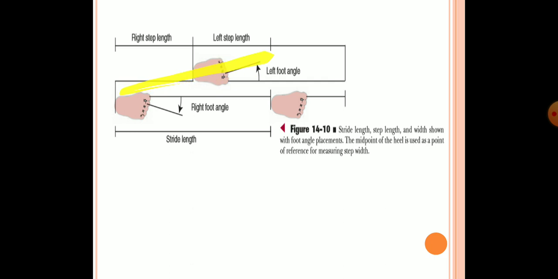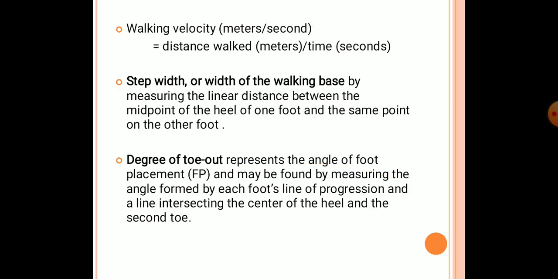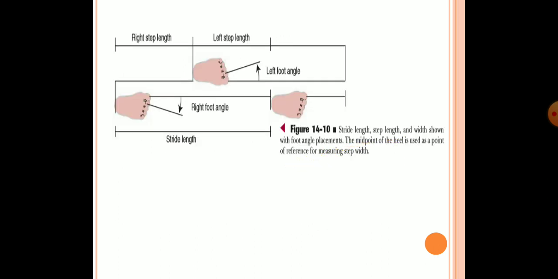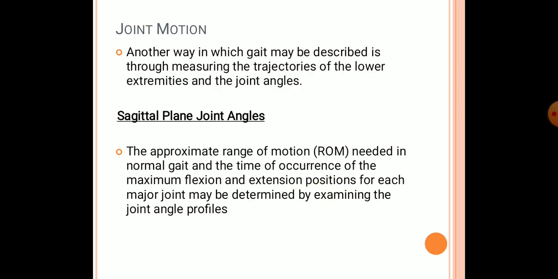How much is the degree to which the toes are angled in a particular gait cycle? So it is the angle between the line of progression and the line passing through the heel and the second toe. That is known as the degree of toe out, or the angle of foot. These are the terminologies which we are determining in a gait cycle. Next we are going to talk about the joint motions which happen in the gait cycle, or the joint kinematics which we can find in the gait cycle.